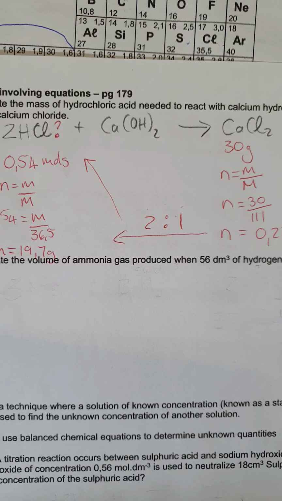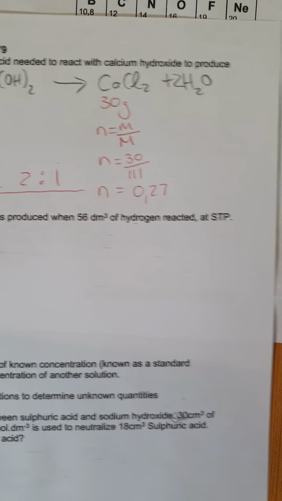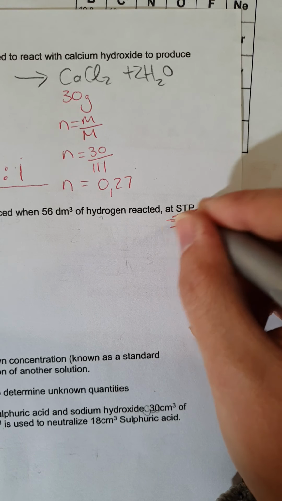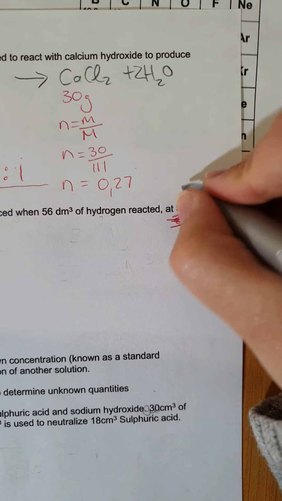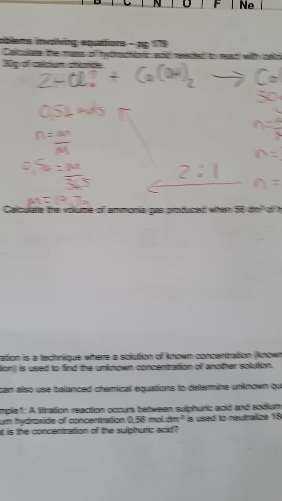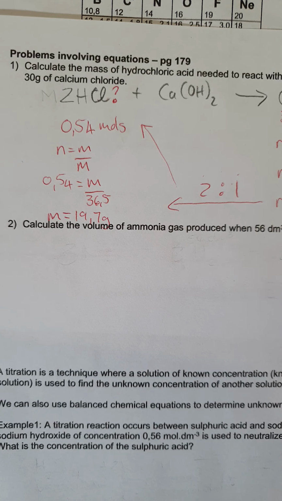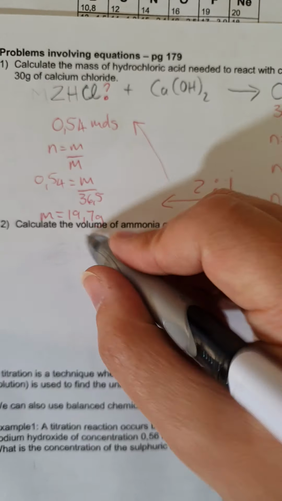The next one says, calculate the volume of ammonia gas produced when 56 decimeters cubed of hydrogen reacted at STP. Very important letters, STP, because why? We can use molar volume here. The thing at STP is that it will use Avogadro's law. Avogadro's law says the number of moles will be the same at STP of any of the gases. So ammonia, let's take a look here.